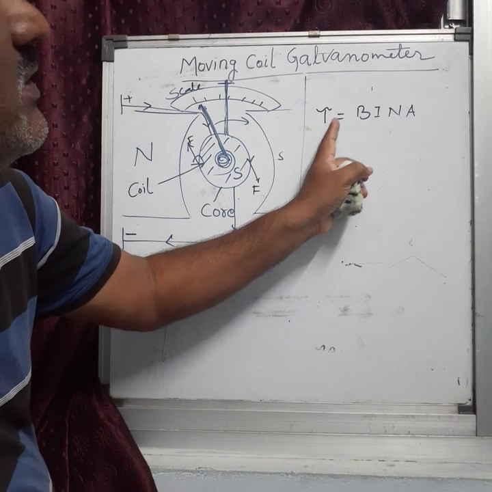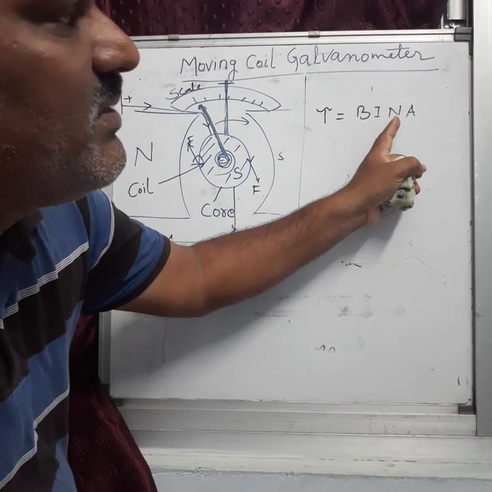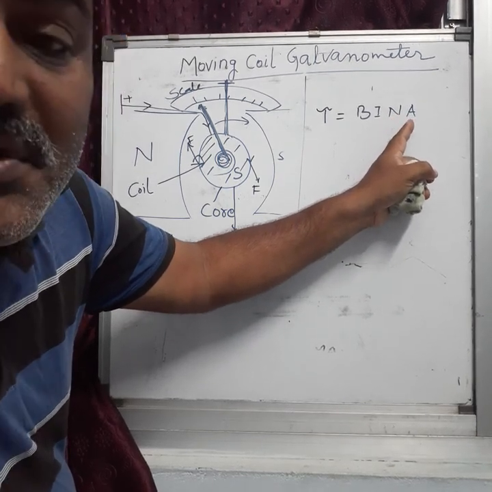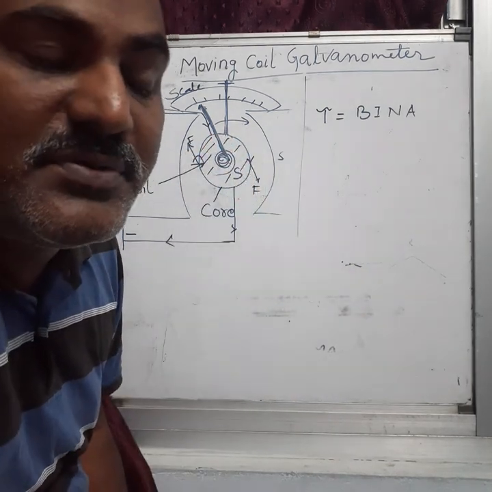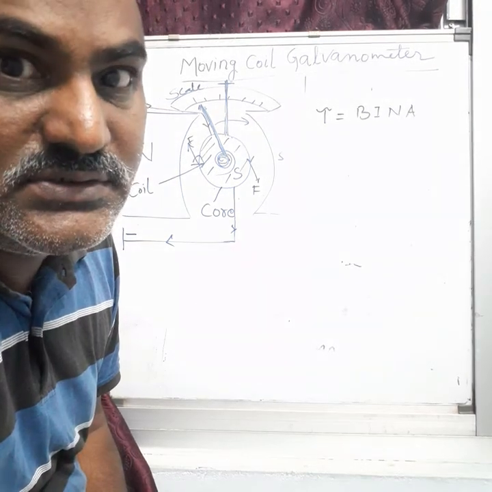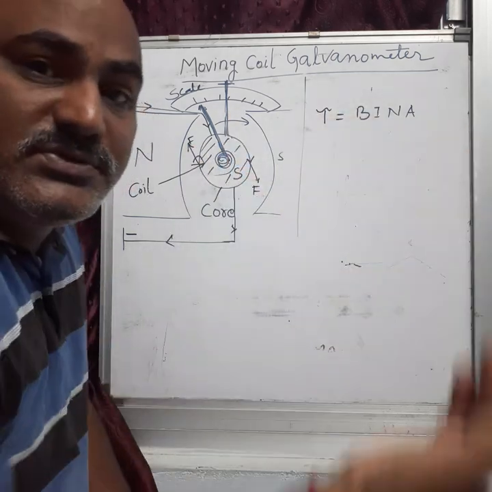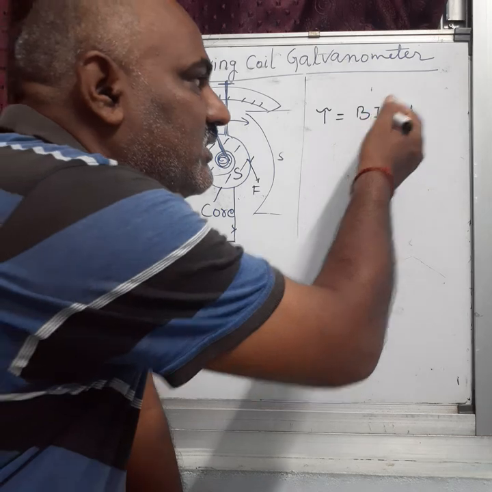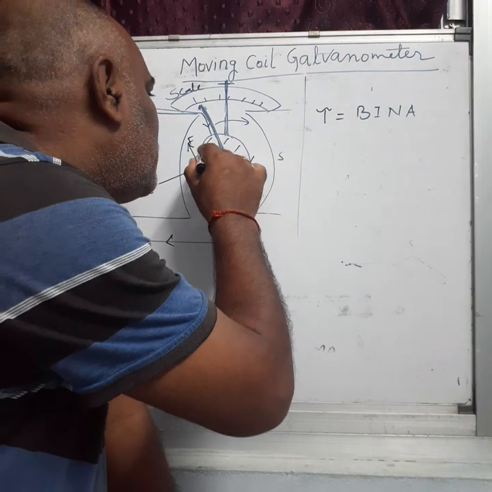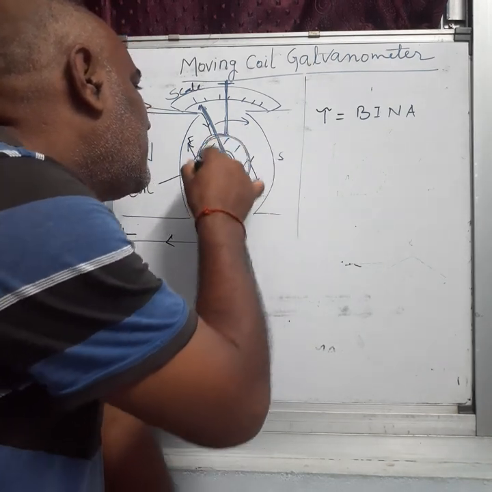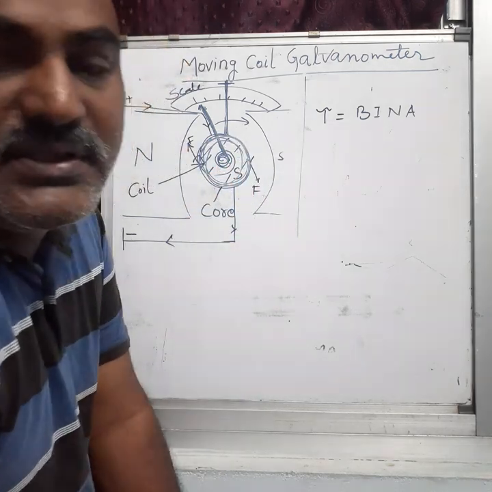Tau means torque, B means magnetic field, I means current given, N means number of turns, and A means area of coil. For example, here the coil is circular, and in the previous video the coil was rectangular. So here the area will be pi r square, and N is the number of turns, meaning how many wires are wound around. This is called the number of turns. I means current. Okay, this is clear.